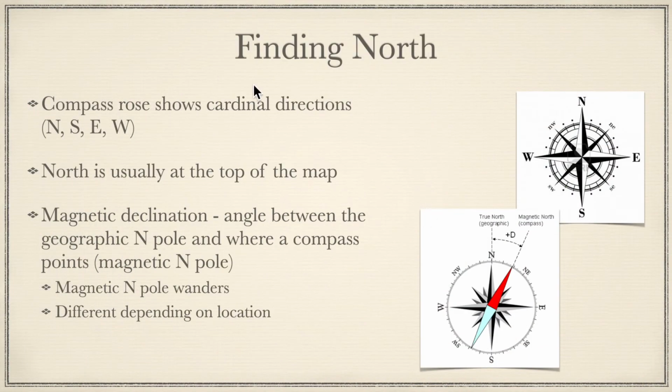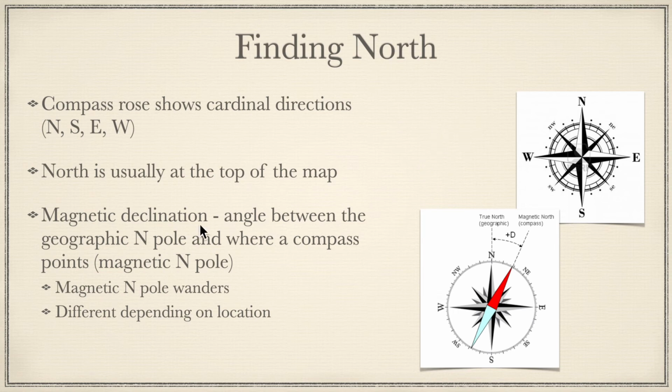And then finding north. So the compass rose shows cardinal directions. So you get north, south, east, and west. North is usually at the top of the map. Okay, so north is usually up on the map. Does not apply to GPS navigation. Usually your track is up, which basically means it's going to have your car going forward and the map rotates around the car. So be careful if you're using GPS navigation, because a lot of times it does not set to where north is up.